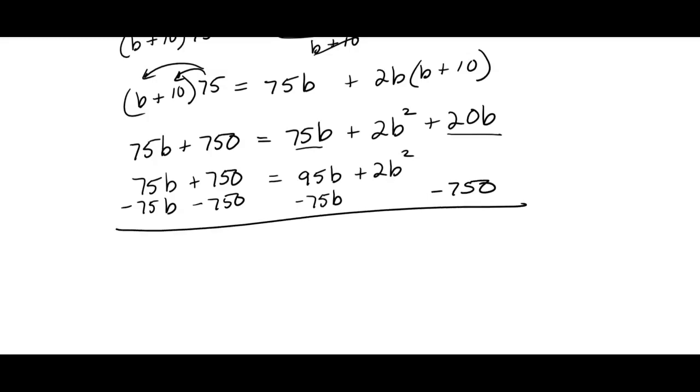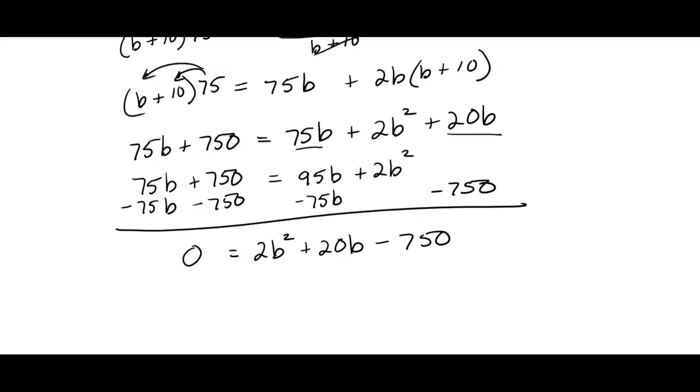Okay, it's a quadratic equation. I don't think I mentioned that yet, so it's quadratic. So we're setting it to 0, so 0 on the left this time. I'm going to write the 2b squared first. Then I'm going to have plus 20b minus 750.